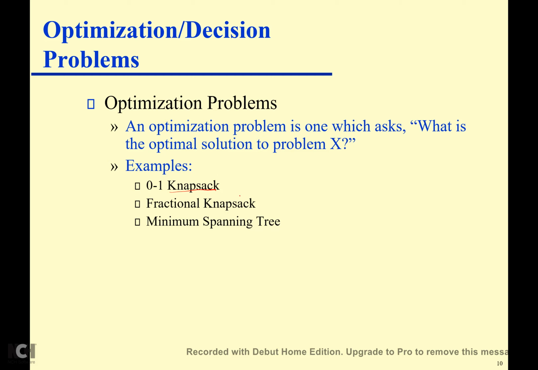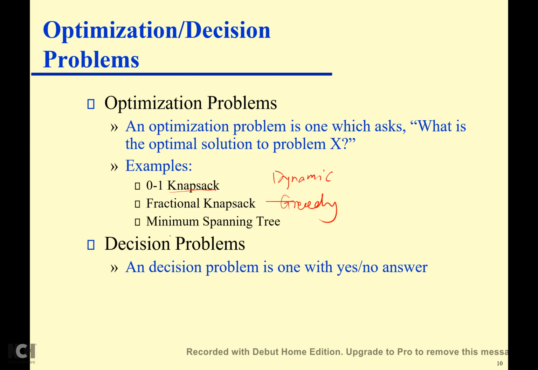And the fractional knapsack corresponds to: we have a bag, we can take as many items as possible, and some items can even be cut into parts. We can take part of an item with us, and we want to bring the biggest value possible. So this is a greedy algorithm. This is the dynamic programming algorithm. Do you remember? And this is the minimal spanning tree, where we use a greedy algorithm. These are optimization problems.